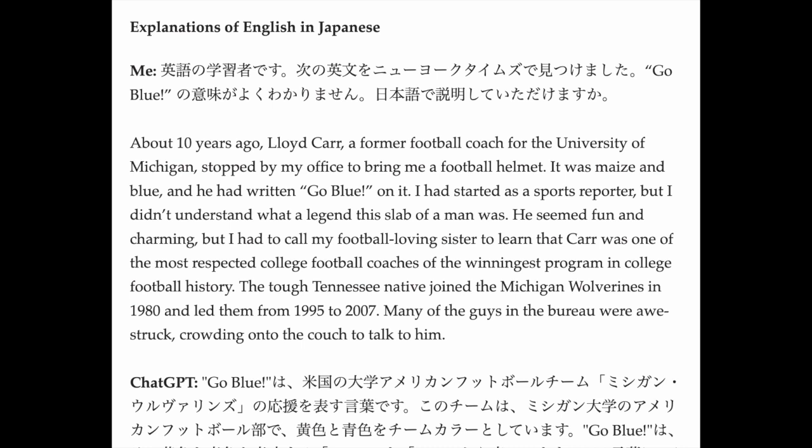Then I said, well, what if the learner might be more comfortable asking these vocabulary questions in the learner's first language? So if the learner's first language is Japanese, he would ask the question in Japanese. So here's another article, also from the New York Times, in which there's this phrase on line three. There's a former football coach for the University of Michigan, and he had a football helmet that had "Go Blue" written on it. Okay, so this is something that a Japanese learner of English might not understand. What does "Go Blue" mean? And so that's what the question in Japanese asks. What does this mean? And asks for an explanation in Japanese.